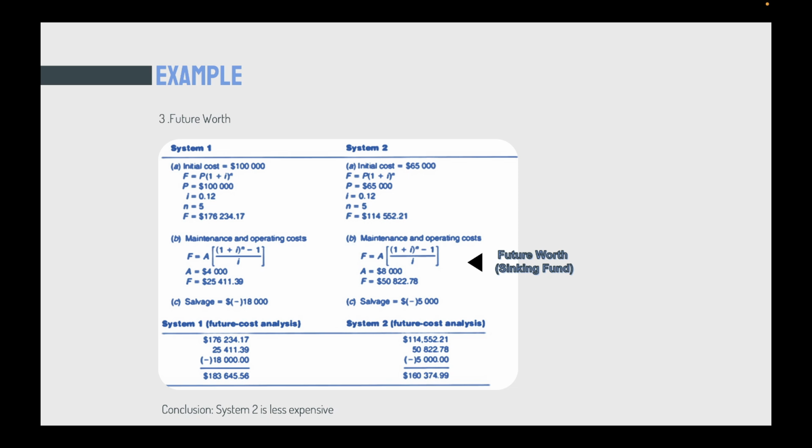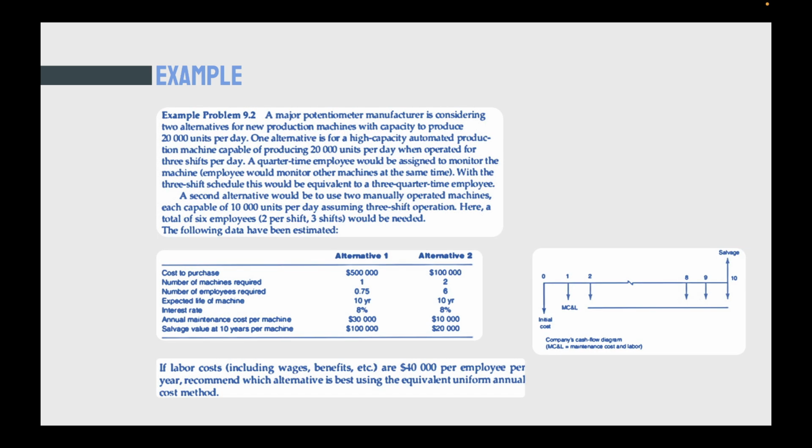For maintenance and operation, you would use the sinking fund equation to find that. That would be 25,000 for System 1 and 50,000 for System 2. Salvage will bring you back 18,000 for System 1 and 5,000 for System 2. Put them both in the table, and you realize that System 2 is less expensive to work with as a future worth. So you have two systems, two alternatives.